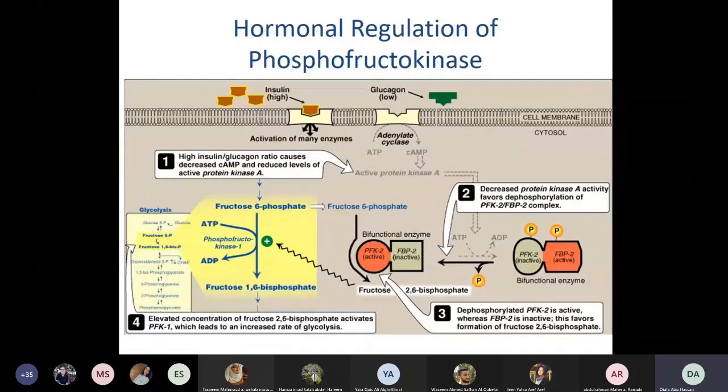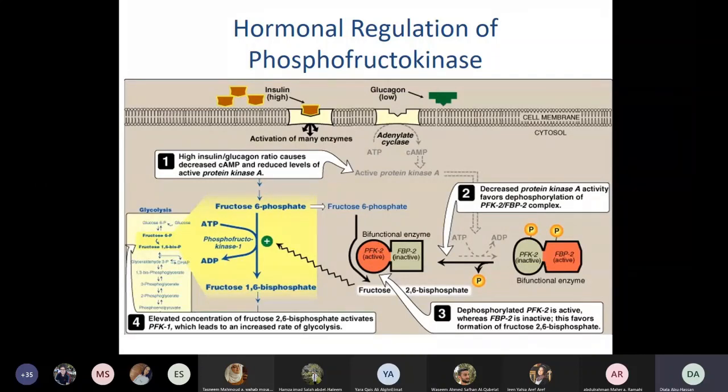Phosphorylation would result in the inhibition or inactivation of the kinase and activation of the phosphatase. Okay, now let's talk about the situation we are in, the high carbohydrate diet or carbohydrate rich diet. So the kinase is active. It's called phosphofructokinase number 2. It acts on fructose 6-phosphate to become fructose 2,6-bisphosphate, not 1,6, 2,6-bisphosphate.